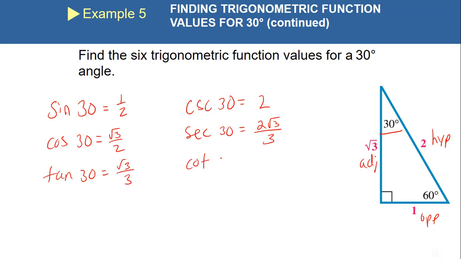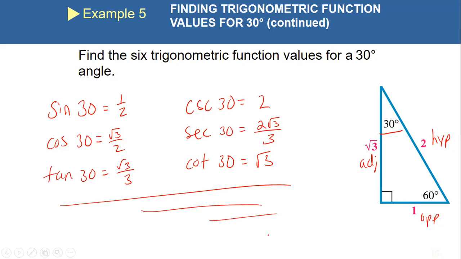And therefore cotangent of 30 equals... Yay, you did 30. Ooh, we survived. Okay. Are we good with 30-60? You gotta do 45-45.